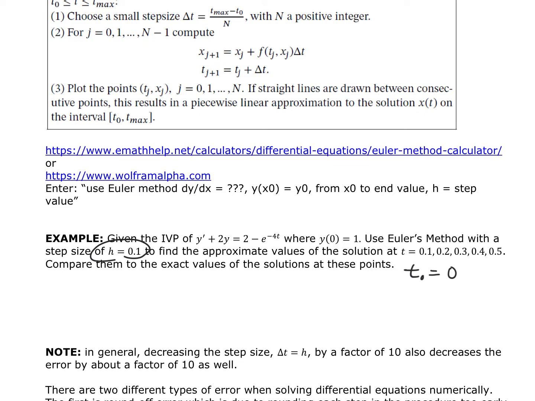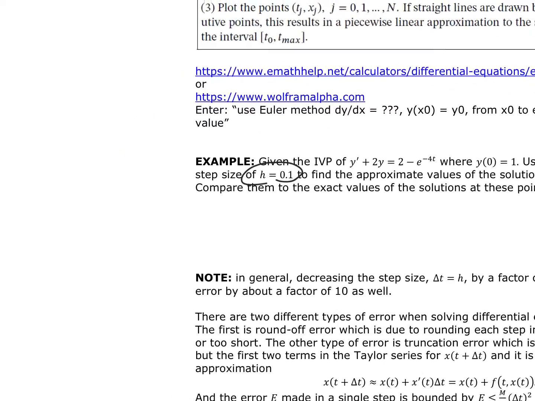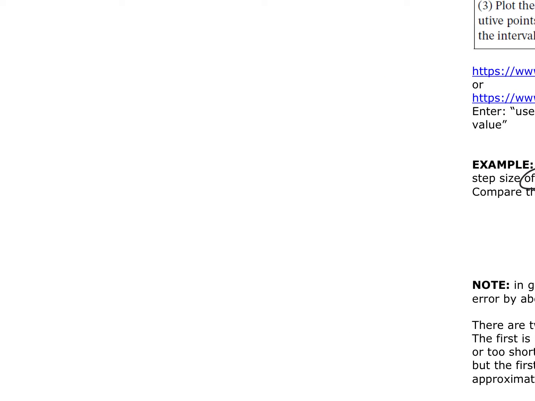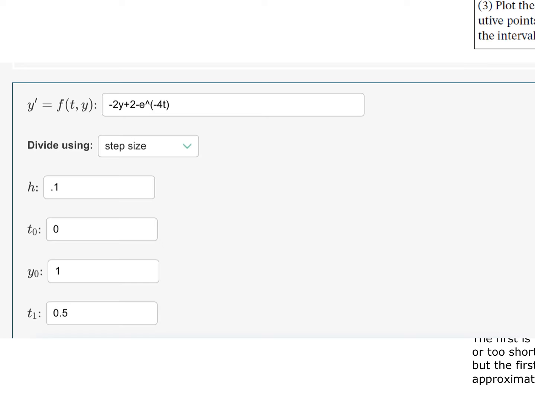So I'm going to show you what you're going to put into this. One I'm going to look at is the emathhelp.net calculators, differential equations, Euler method calculator. It's just what I'm going to use this time. And I'll show you everything that you're going to need to put in. So I just want to show you what I got when I went out to that website, eMathHelp. So I'm just going to bring these pictures in. And this is what I put in.